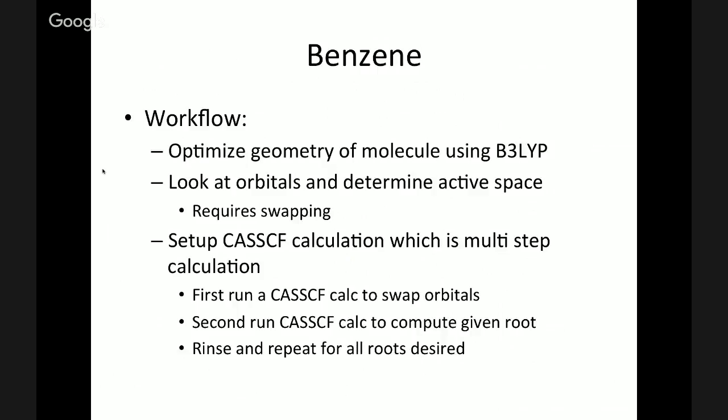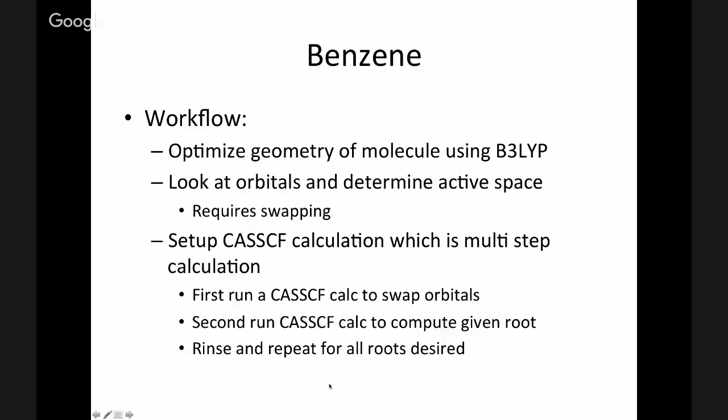Once that's done, you look at the orbitals and determine the active space. This is getting to Ellery's question. We're going to go through that. Then you set up CAS calculations, which, in the case of anything that requires you to swap orbitals out, you first have to run a CAS calculation to swap the orbitals, and then you run a second CAS calculation for a given route, and rinse and repeat for all possible routes. A route is, I want the first excited state, I want the second. Sorry, the ground state would be the first route of your CAS wave function, and the first excited state would be the second route, and so on and so forth.